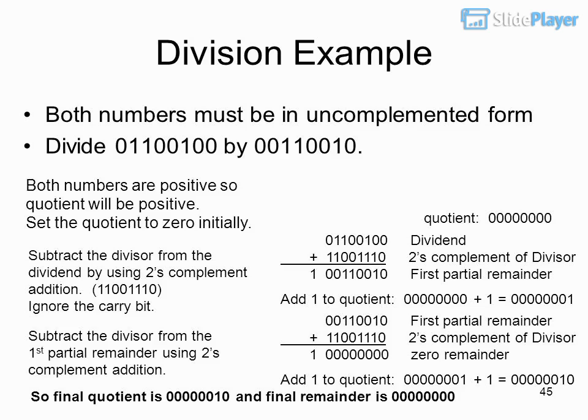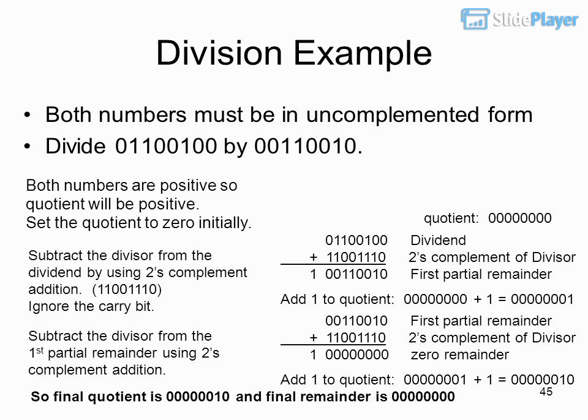Division example: both numbers must be in uncomplemented form. Divide 0110010 by 0110010. Both numbers are positive, so the quotient will be positive. Set the quotient to 0 initially.